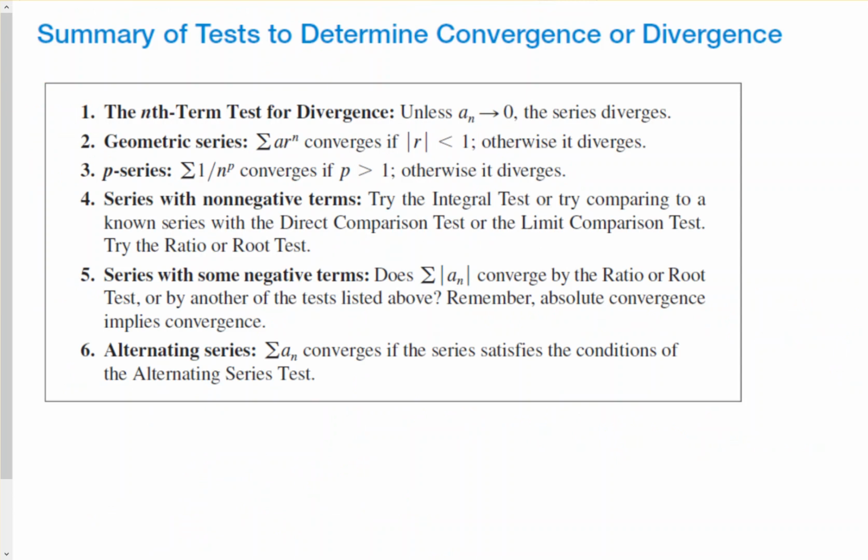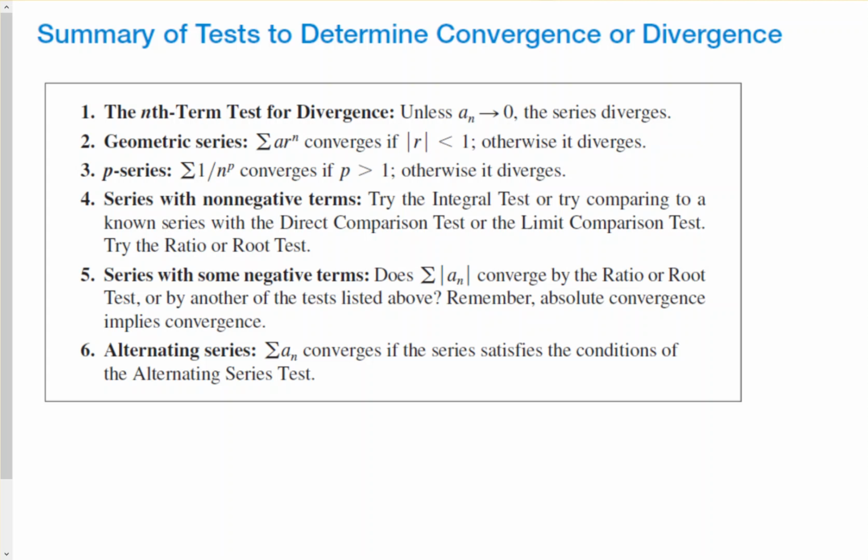Okay, and so we come up to the summary of tests to determine convergence or divergence. From the last several sections, these are all the tests that we've gone through. Nth term test for divergence, the geometric series, we know when it converges, otherwise it diverges. P series, okay, converges when p is greater than 1. Series with non-negative terms, we try the integral test, or try comparing to a known test with the direct comparison or the limit comparison test. We could also try the ratio or the root test.